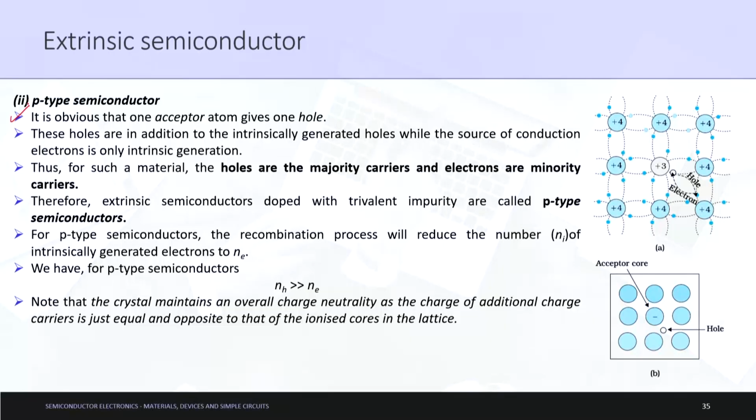Okay. Let us move on. So, these holes are in addition to the intrinsically generated holes, while the source of conduction electrons is only intrinsic generation. Okay.